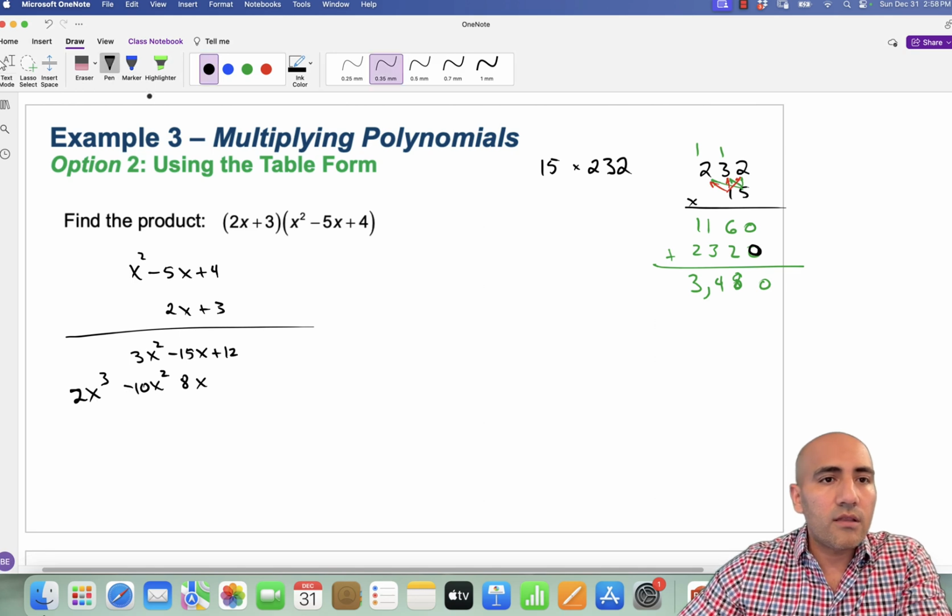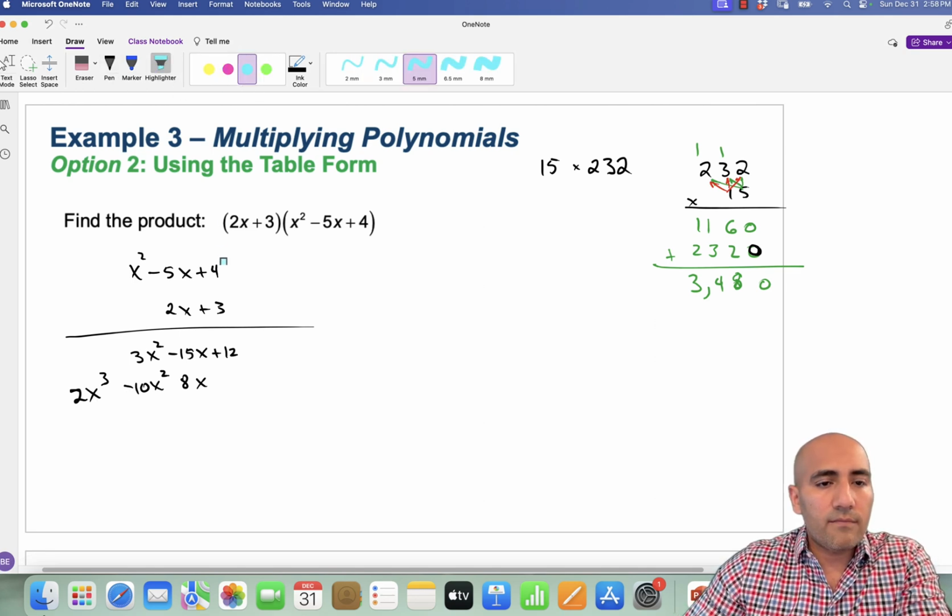Good. Okay, so first we multiply 3 times each of these terms. That's where these guys come from. These guys, these guys, these guys. 3 times each of those. And then later we multiply the positive 2x times each of those terms. So this one, and this one then become this one, and this one.